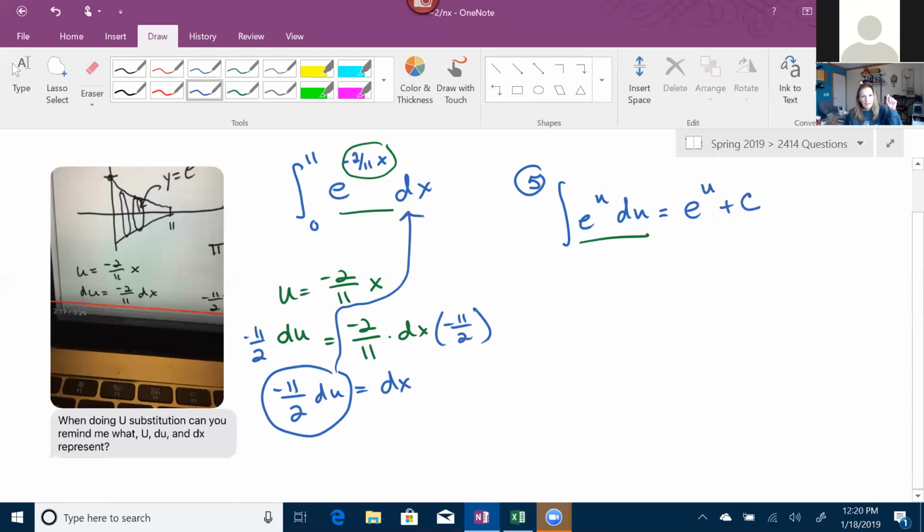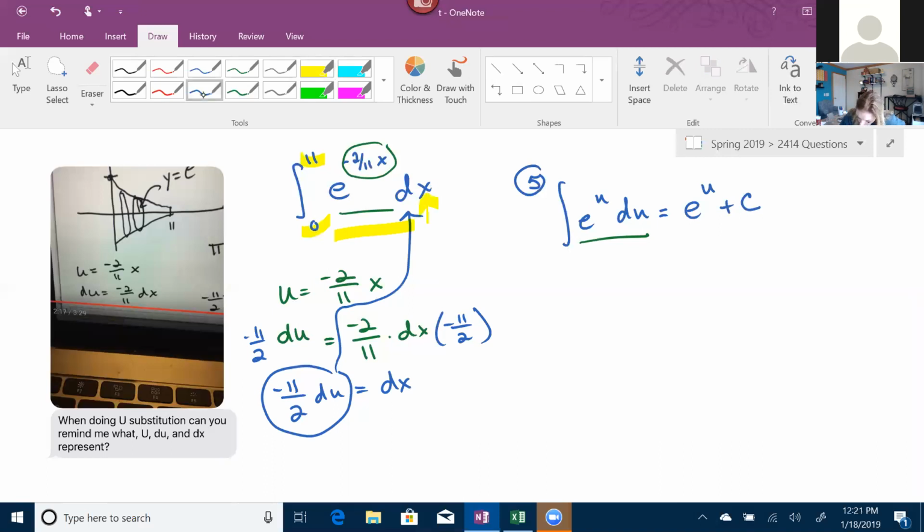Now, what about your limits? What about these guys? What about the 0 and the 11? There's kind of 2 ways to do this. I personally like to go ahead and change these right away. I'm going to convert the entire integrand in terms of u. So remember, currently, these limits are x limits. I need to make them u limits.